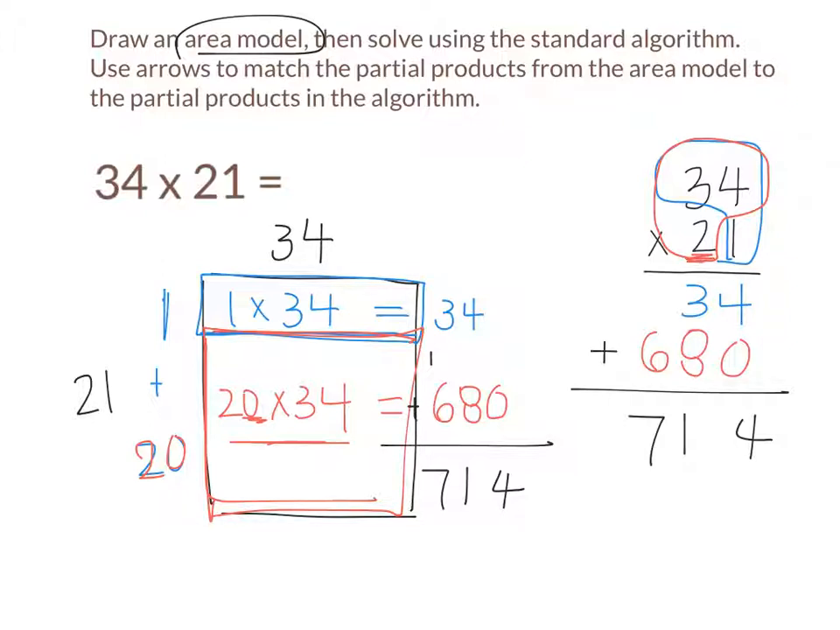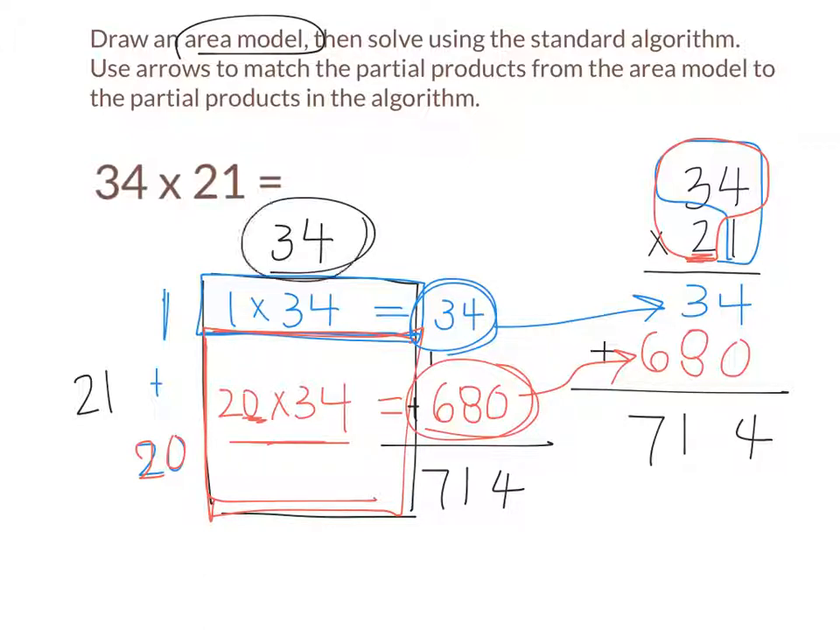Then it says use arrows to match the partial products from the area model to the partial products in the algorithm. So here's the partial product in the area model, and here's the partial product in the standard algorithm. So draw an arrow to show that they're the same, just like that. Then here's the partial product for the second part. And look, is it the same as the one in the standard algorithm? Yeah. You got it. Okay, so you're going to draw those 2 arrows to show that those 2 partial products are the same. That's why it's very important today to make sure whatever number's on top in the standard algorithm, you put it on top of your area model so that it will match up like that.